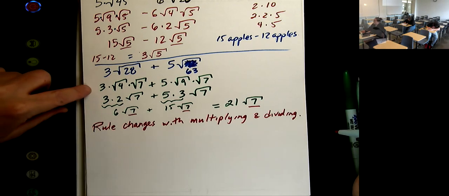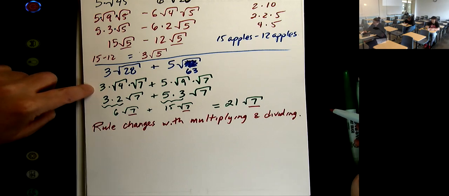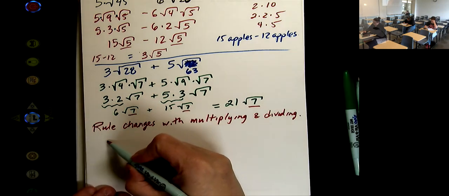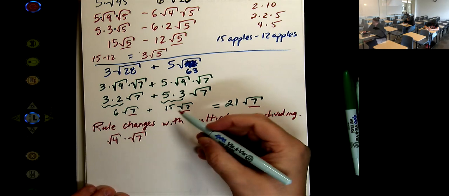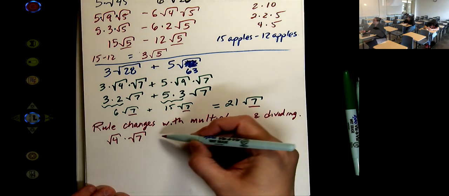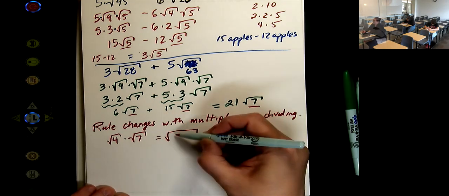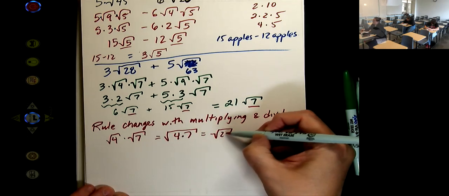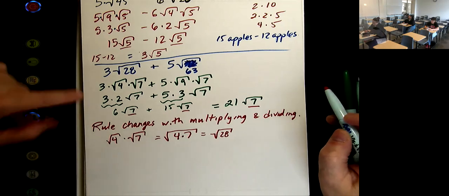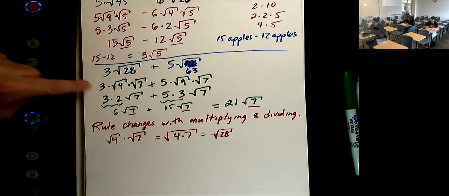As we just used up here, going the other way. If I take the square root of 4 and multiply it by the square root of 7, I get the square root of 4 times 7, which is the square root of 28. We went the other way right here.